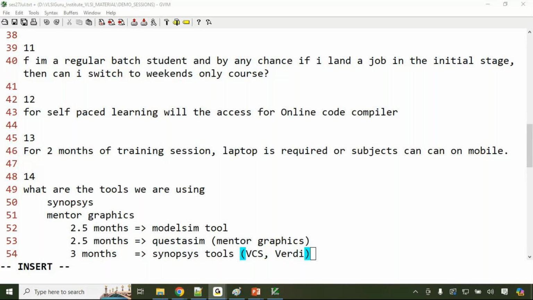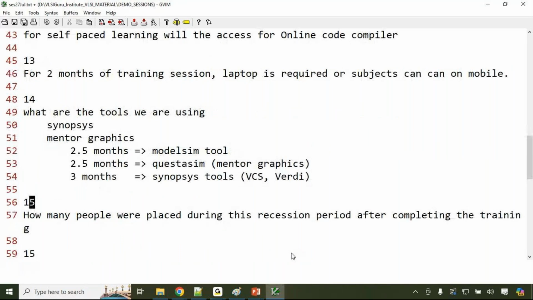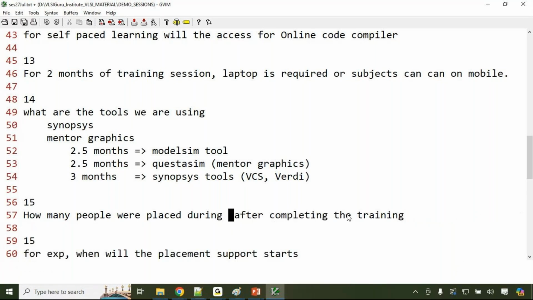Next, how many people are placed during the recession period after completing the training? Actually, this is still not a recession. Hiring is happening. A recession has a different meaning. Stock markets are going up. So technically, it's still not a recession. Anyway, fun apart.